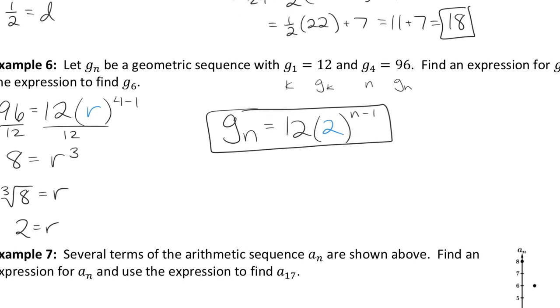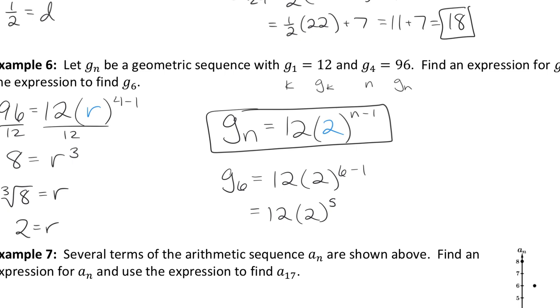Now this question wanted us also to find g of 6. G sub 6 tells me to plug 6 into the formula. This is 12 times 2 to the 6 minus 1. 6 minus 1 is 5. So we're doing 12 times 2 to the 5th power.